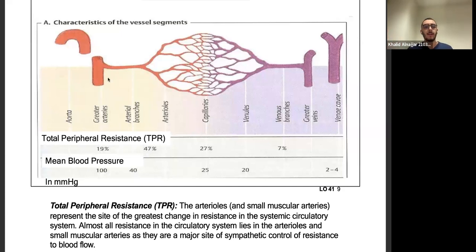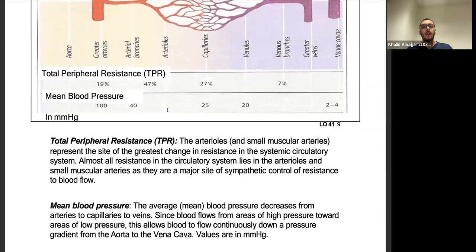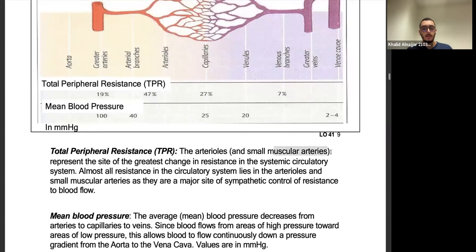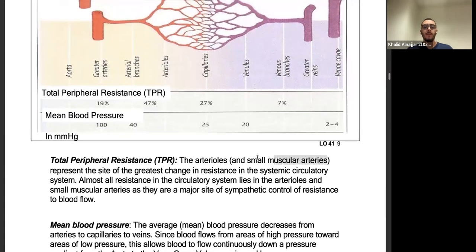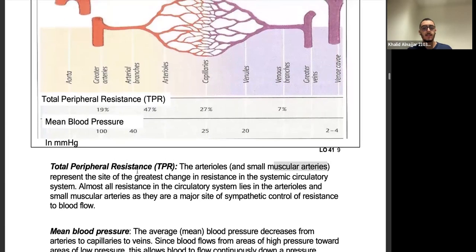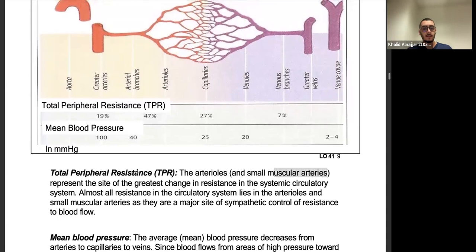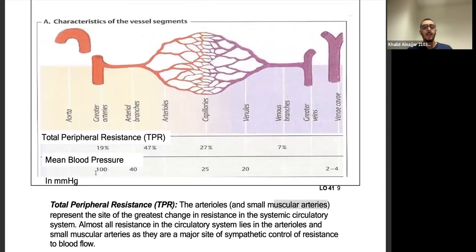Look at the aorta here, or the great vessels. The great vessels are very wide, okay? So they would have less resistance than the arterioles or the capillaries. Arterioles are known to have the largest or the highest resistance among all vessels in the body, okay? Why? Because they are muscular arteries. They have muscle, and yeah, they are small muscular arteries. Hence, they have the greatest change on resistance in the systemic circulatory system.